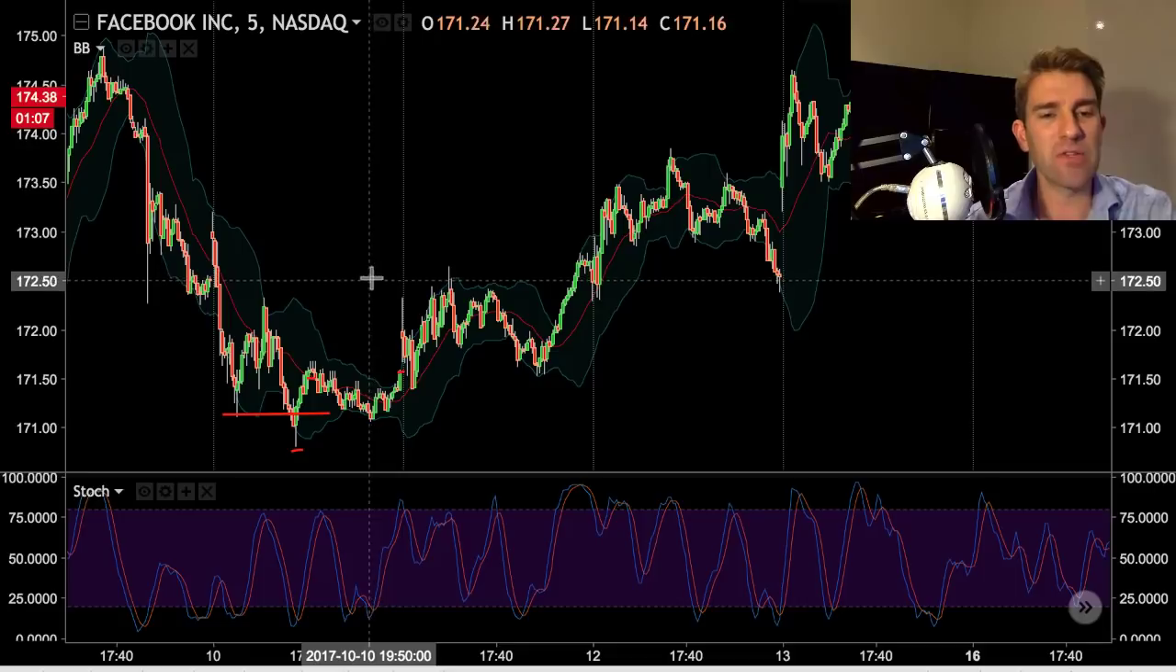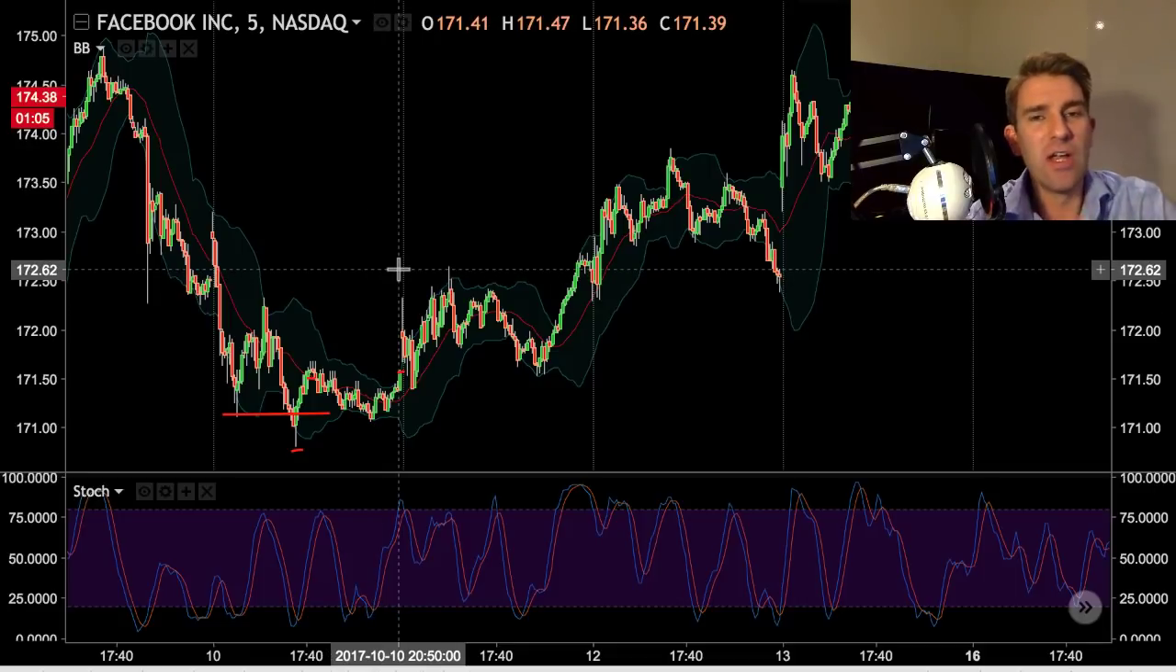Yes, you're going to get stopped out from time to time, but if you use this strategy as a short-term play to get into something you want to do in the long term, then that's where the big cash can come into play.